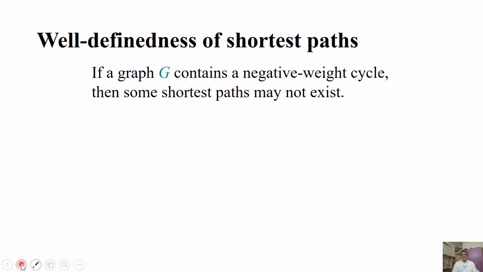Okay. Now, the question is, suppose we are given two vertices u and v. If there is a path from u to v, will there always exist a shortest path? So, that is the question. The answer is no, because if in that path there is a negative cycle, then the shortest path may not exist.